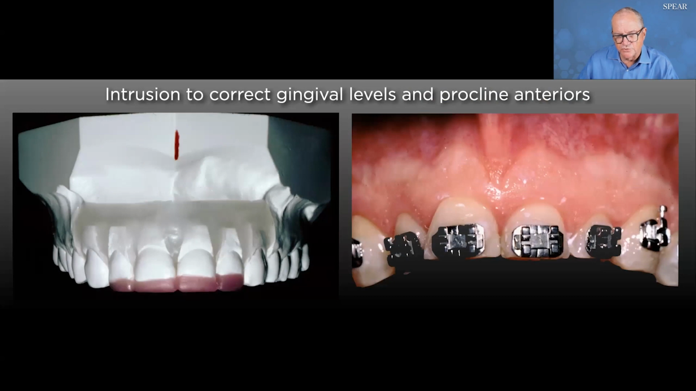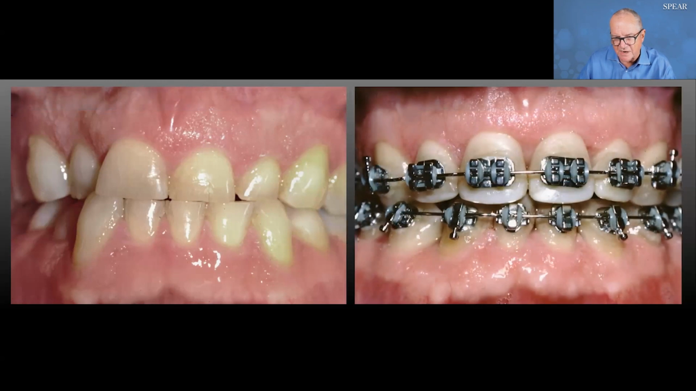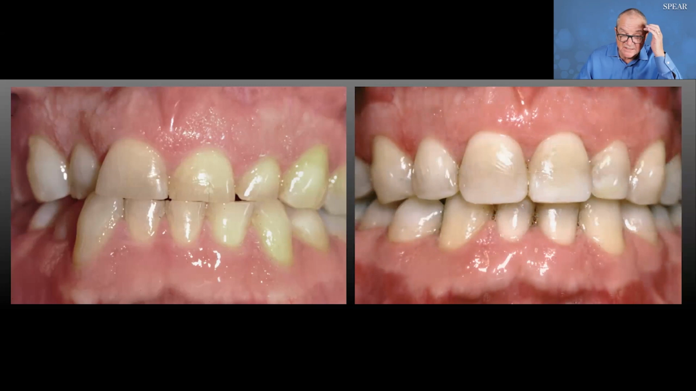So there's the intrusion of the maxillary anteriors. There's the space created. Vince takes the brackets off. We do a 1-shade composite to create the teeth the right length. Vince puts the brackets back on, finishes the ortho. The beauty of this is you get to test drive the occlusion in composite for 6 to 9 months while the ortho is being finished. And he could stay in these composites for years if he wants.